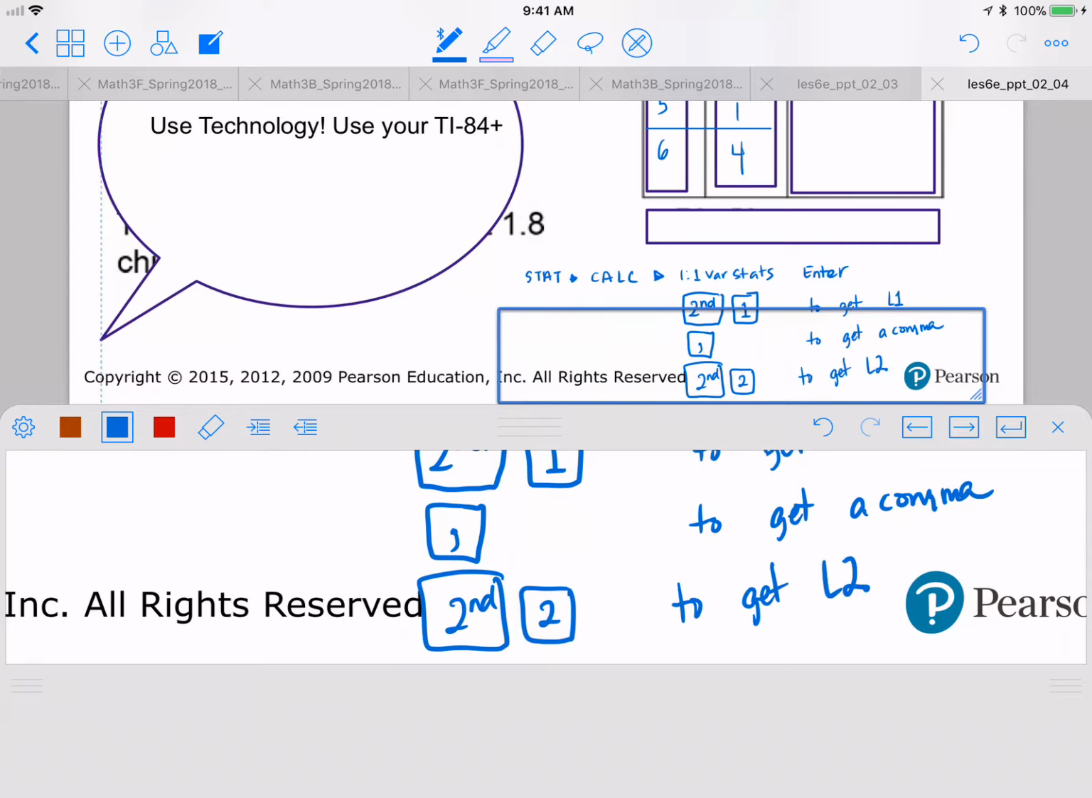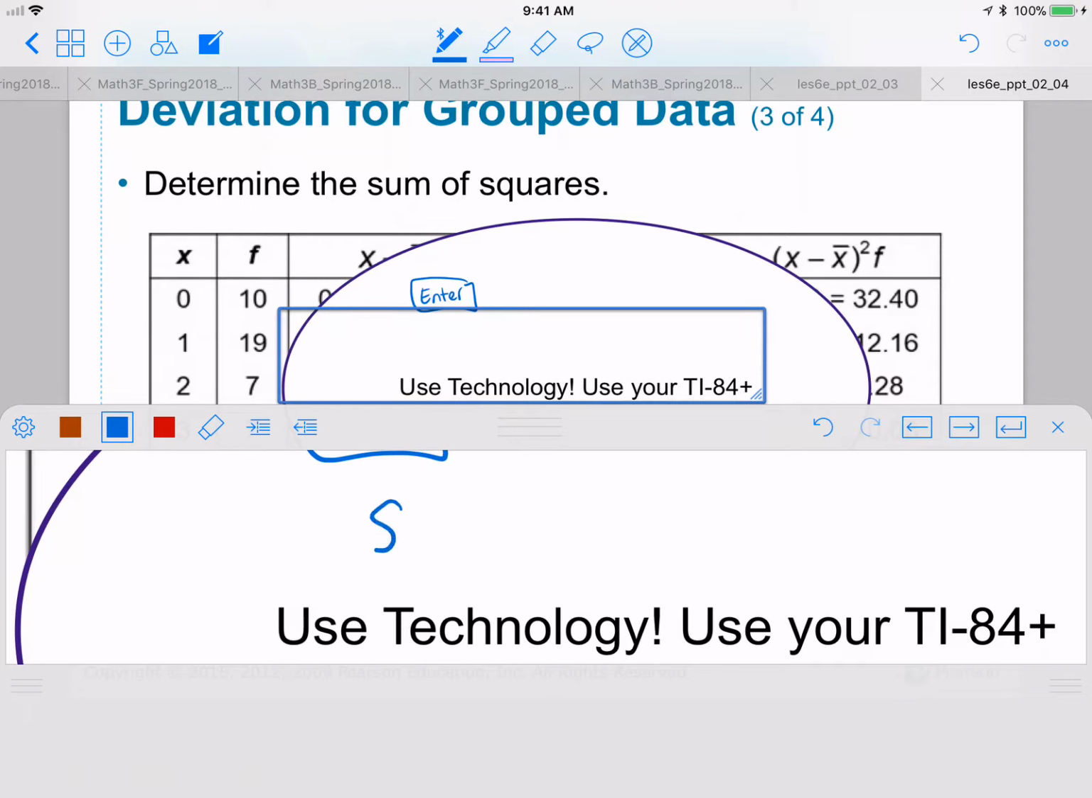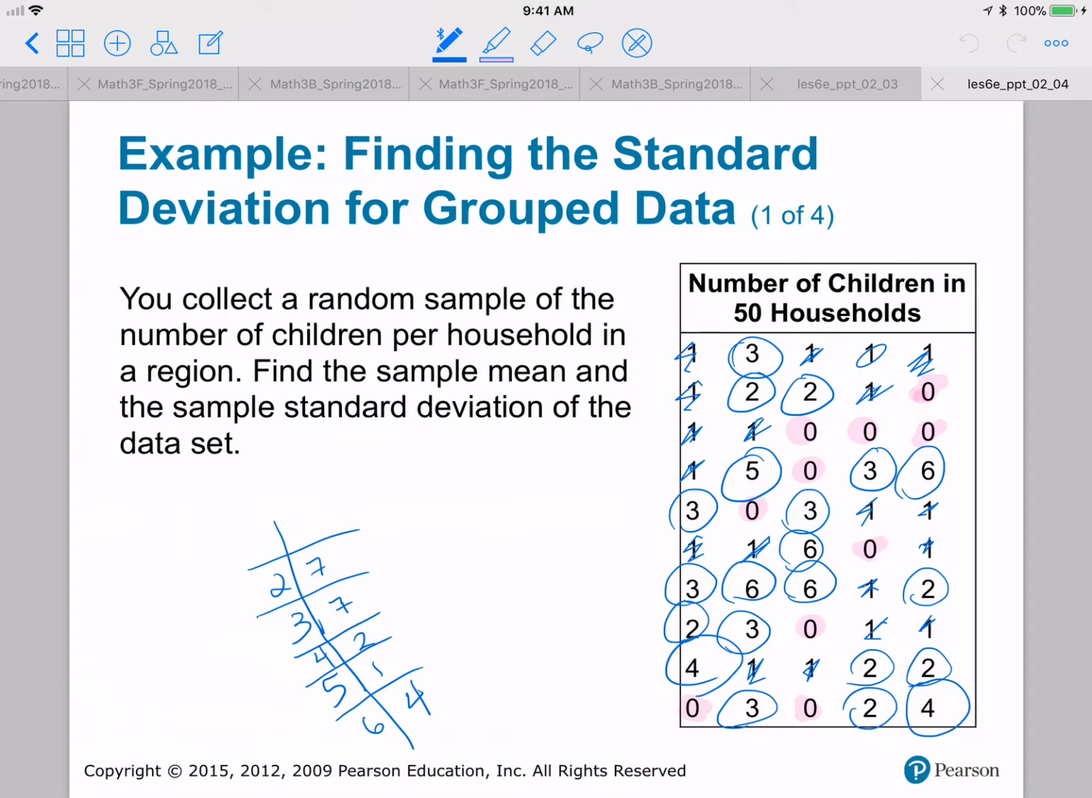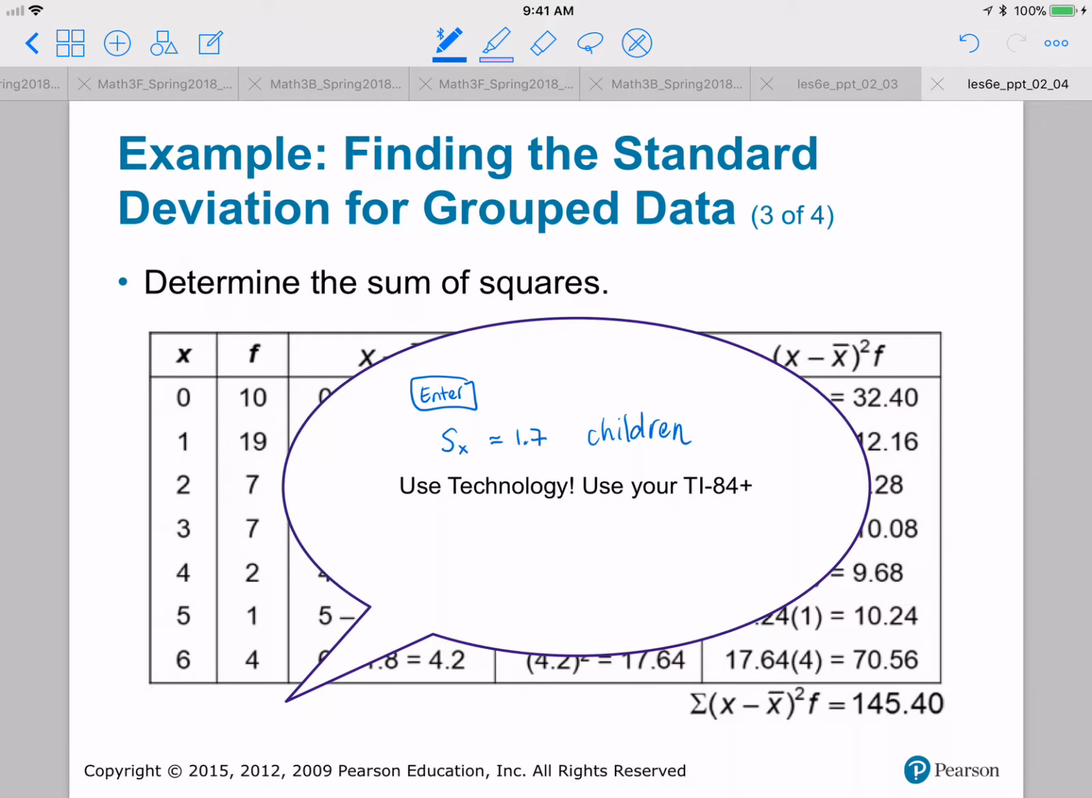And that should give you your display of your one variable statistics for this grouped data. And when you scroll down, you should be able to find your Sx should be about 1.7. And the units for it are based on what the data was. So this is the number of children per household. Right, so the units are number of children. So about 1.7 children. Those are the units.